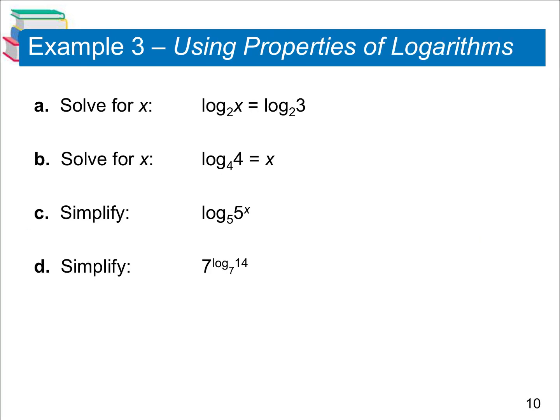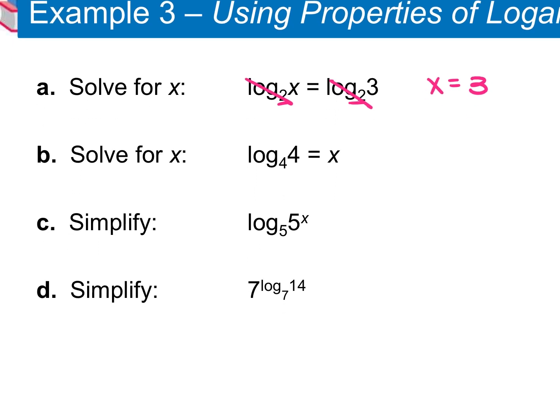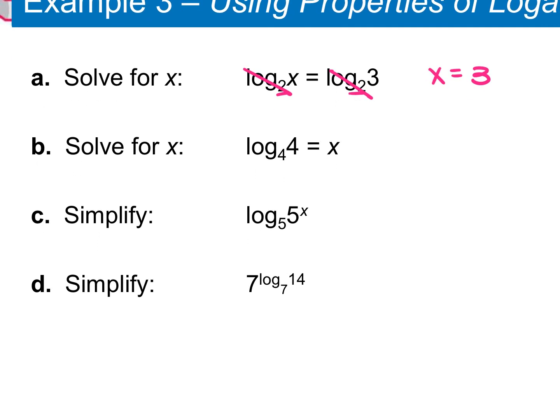So if we look at examples that go with these properties, for example A, you have log base 2 of x is equal to log base 2 of 3. Your base on here is the same, so they would cancel out, and you would just have that x is equal to 3. For example B, you have log base 4 of 4 is equal to x. Your base and your whole number part are the same, so they cancel each other out to be x is equal to 1.